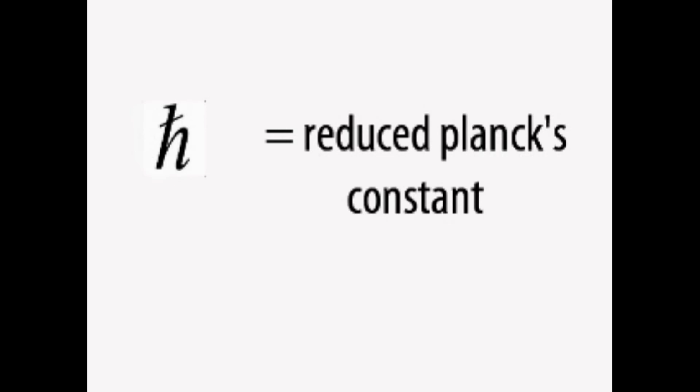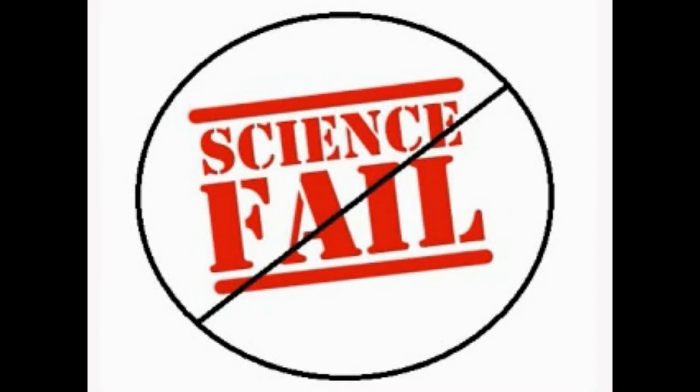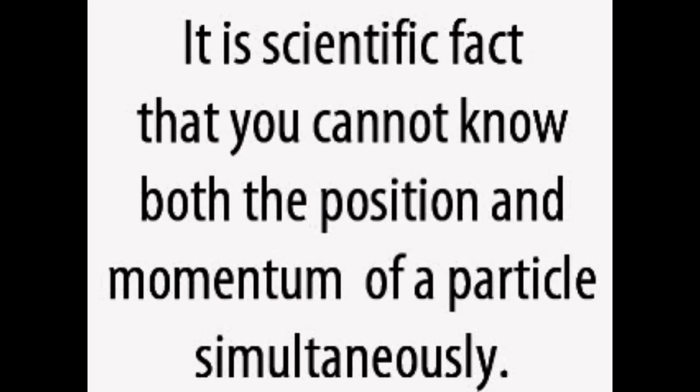An important thing to note is that this is not some limitation of current technology. The Heisenberg uncertainty principle is absolute, meaning that for any particle, anywhere, it is impossible to precisely know both its position and momentum. To do so would be physically and mathematically impossible.